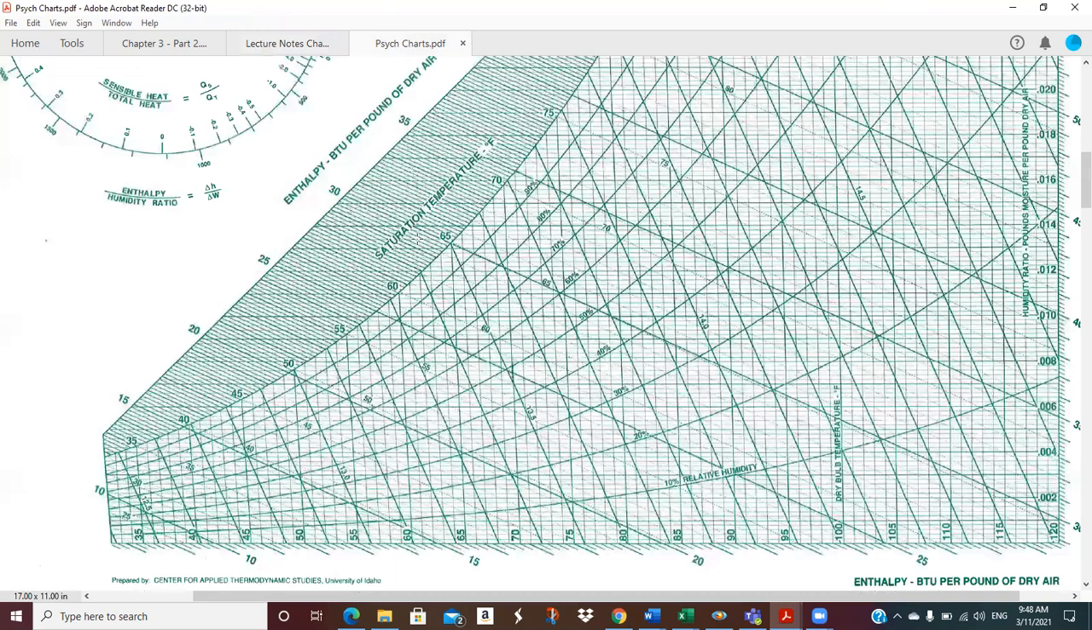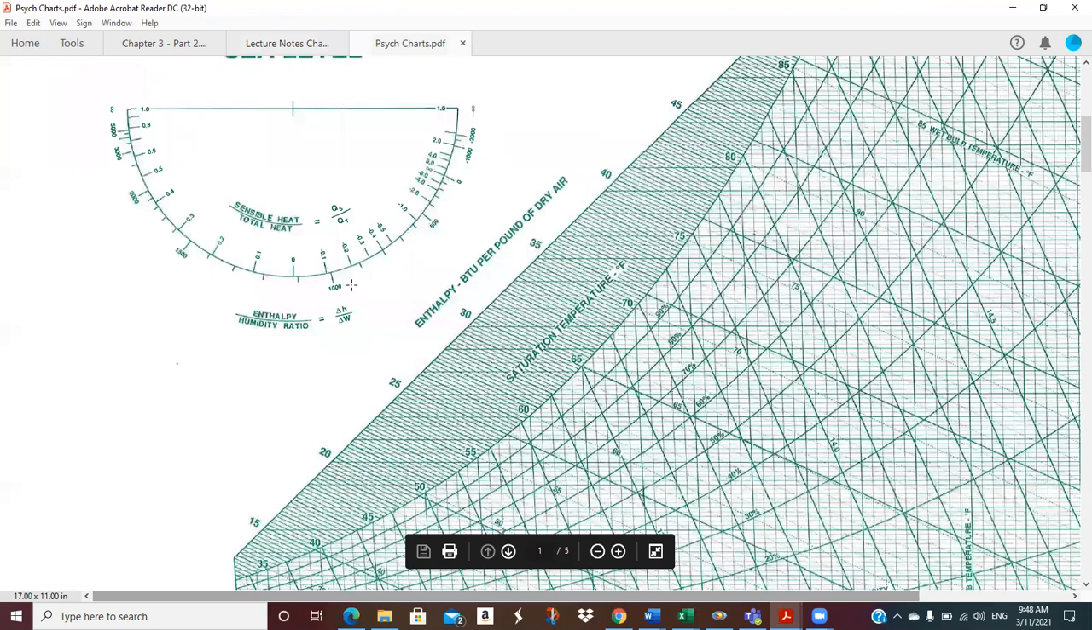So then we come up to the protractor here on the psych chart and say, here's my delta H over delta W, which is numerically equal to that enthalpy. And so there's 1,000, there's 1,100, there's 1,200. So what was it? It was 1150, wasn't it? So 1150 is about right in here. And so then I would draw a line. I put a little tick mark on 1150. I'd draw a line, and then I would have to take that slope of that line and bring it down to the psych chart.